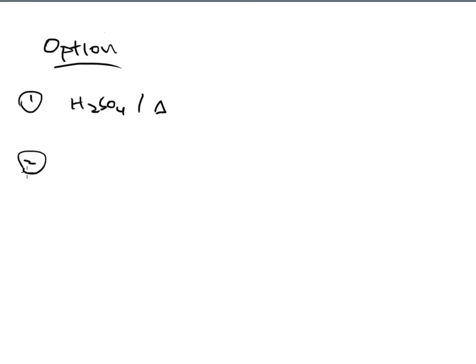Well, because of that, there is another option. It doesn't use nasty acid and high heat, and it does the same thing. It pretty much does the same exact thing that acid and heat will do. And this second option is using something called phosphorus oxychloride, and this is going to be represented with POCl3.